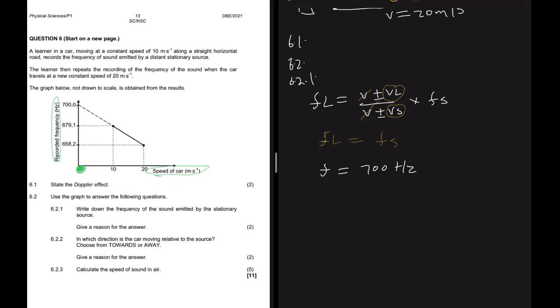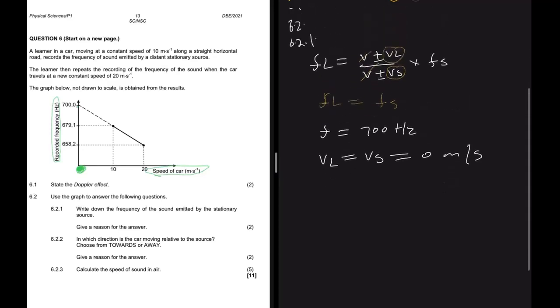Then the question goes on to say, give a reason for your answer. The reason for the answer is that there's no relative motion between source and listener. They both have a velocity, so the velocity of the listener equals the velocity of the source equals 0 meters per second. No relative motion between the two, so the Doppler effect cannot take place, or its effect is 0 in this instance. Let's move on to the next question.